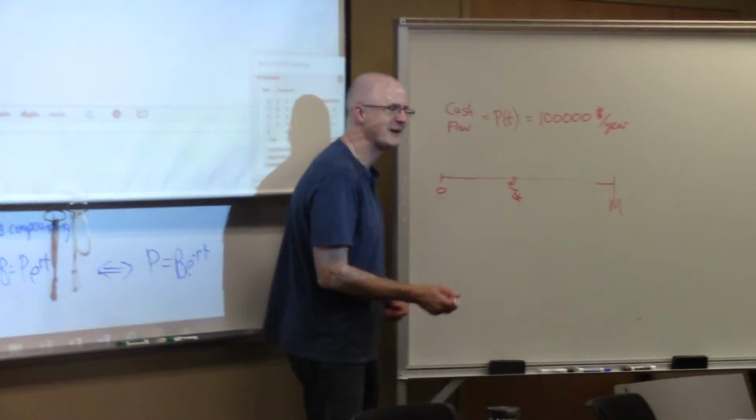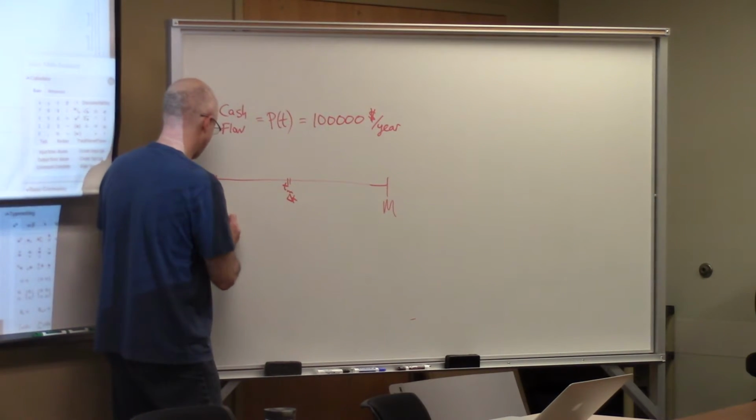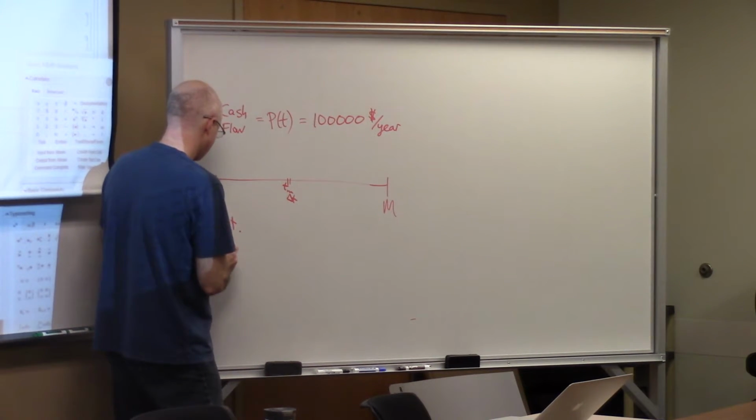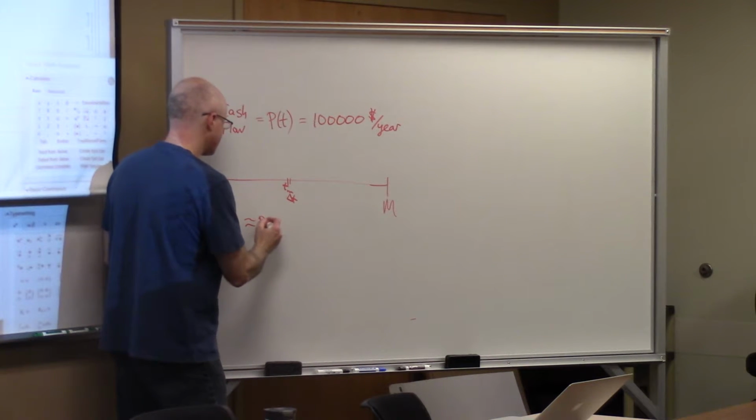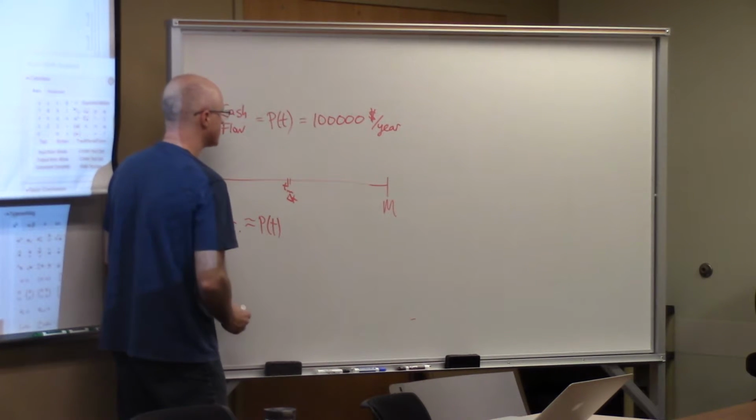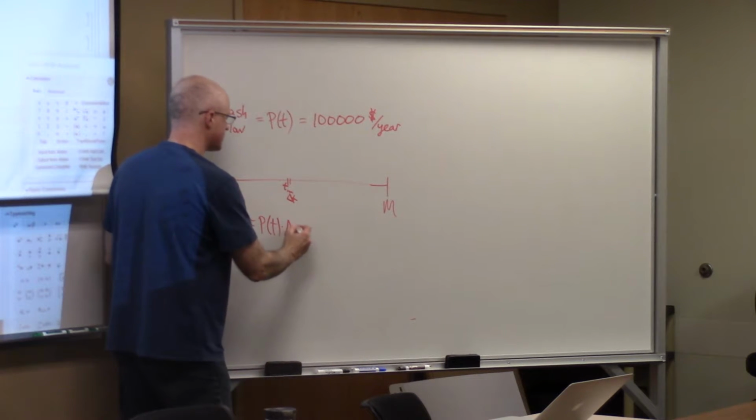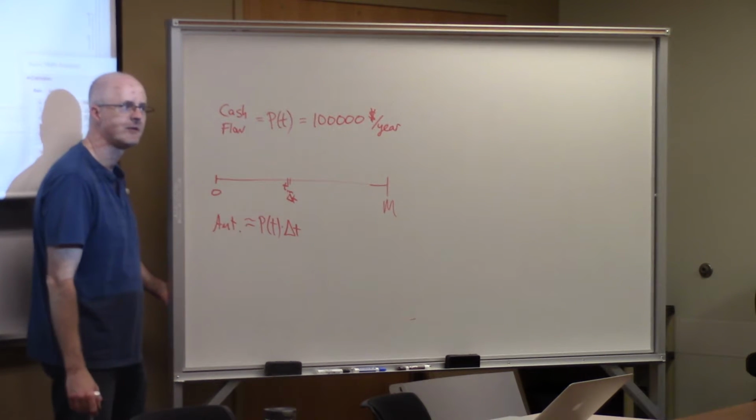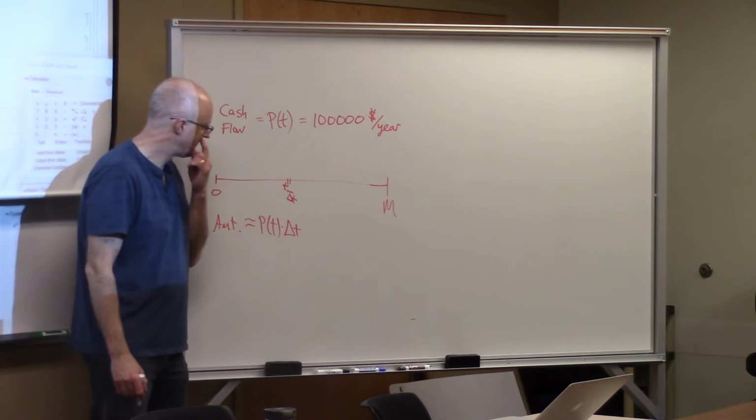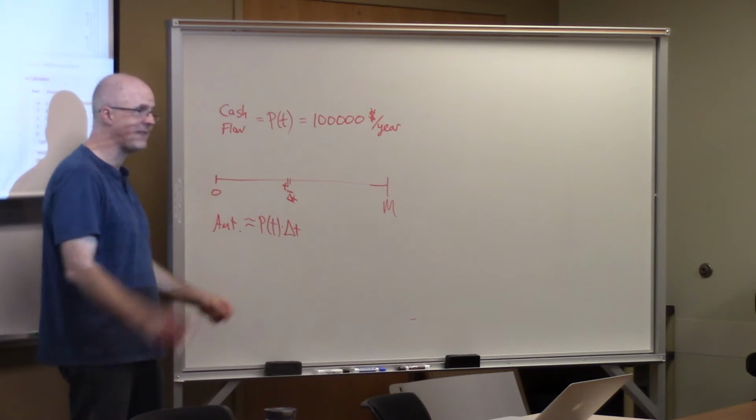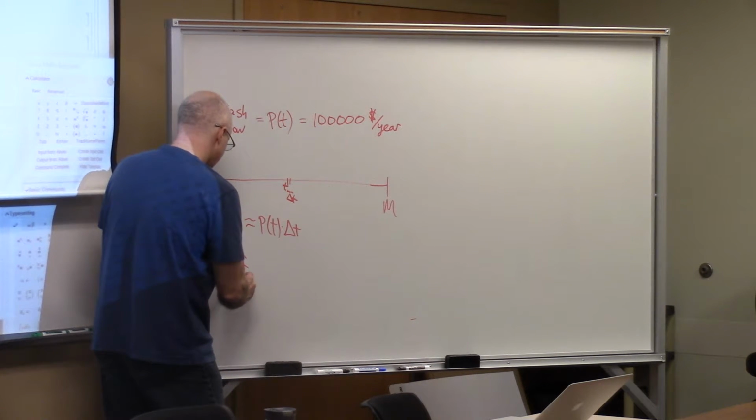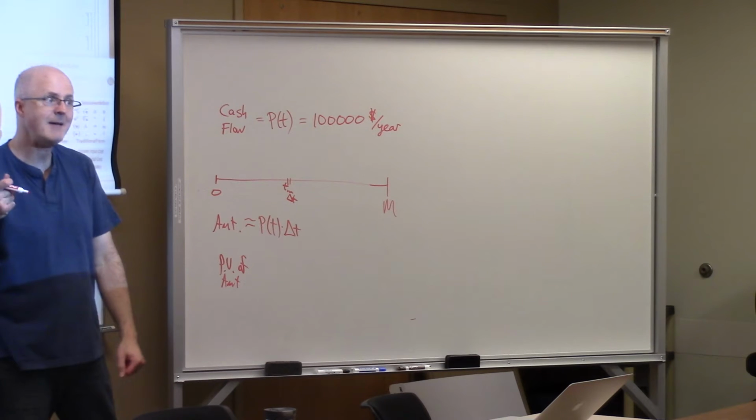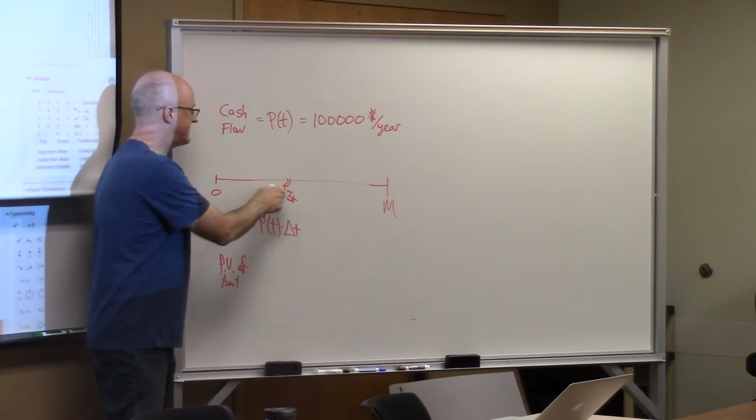How much money do you get over that small interval of time? The amount dispersed would be approximately the cash flow in dollars per year times delta t in years, when delta t is small. To find the present value of that tiny amount, pull it back in time. How far? Well, t years.